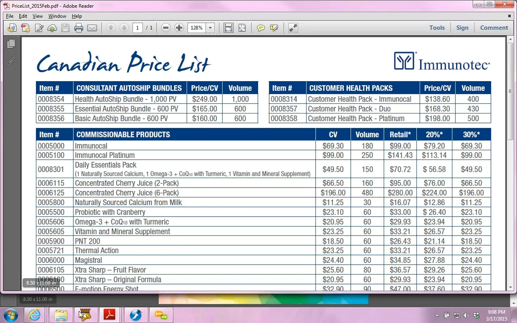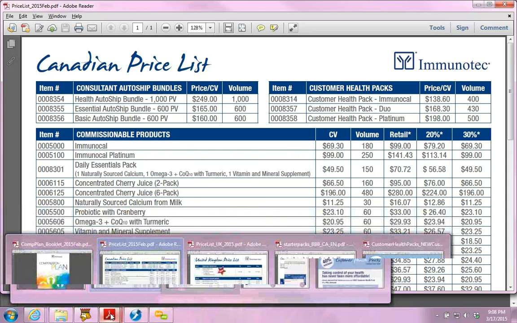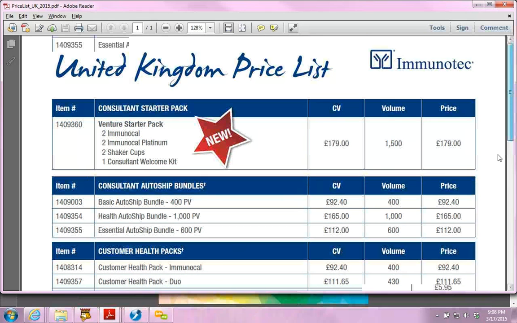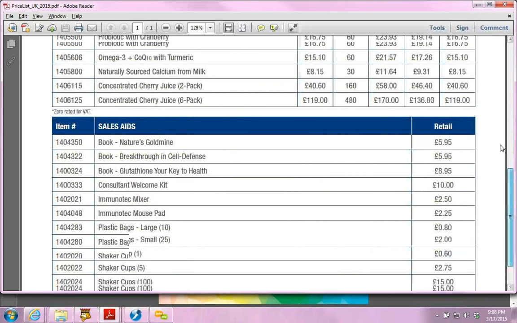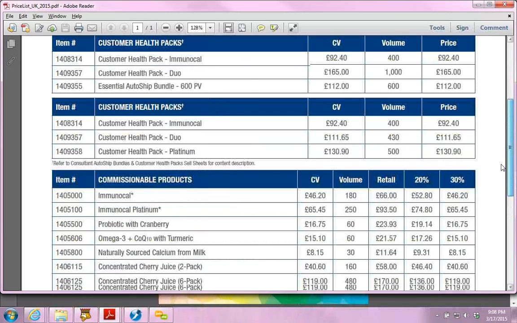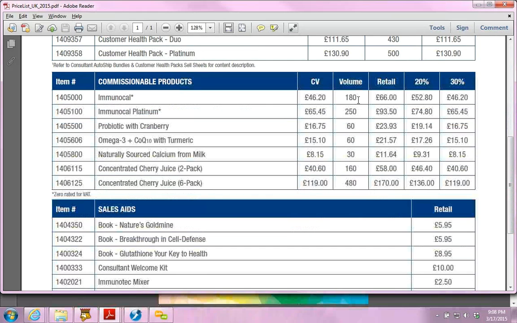Now I'm going to jump over to the United Kingdom price list, which is somewhat different from the Canadian. You can see they have way fewer products over there right now. But if you look at Immunocal, volume points are 180 points for Immunocal. And for Platinum, it's 250 points. So that's exactly the same as our points here in Canada.